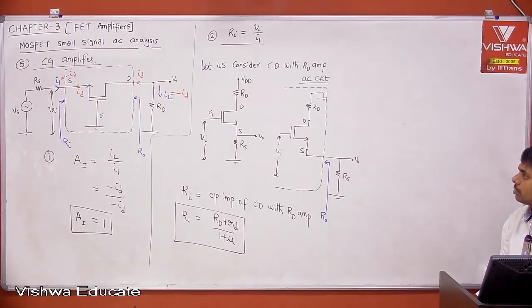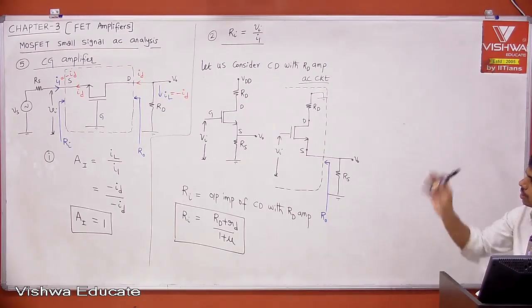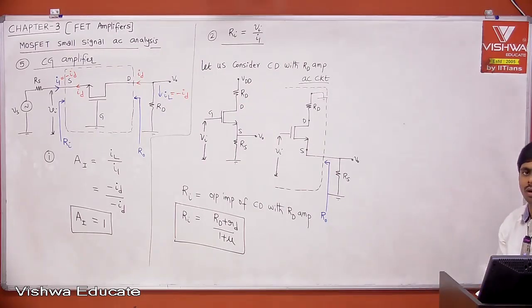I'll give you 3 more minutes. I think within 3 or 4 minutes, the session will be over. In this session, I can say current gain and input impedance are calculated. Next session, we will see R0, output impedance, and voltage gain, both. Then I can say CZ amplifier is done. Then MOSFET small signal AC analysis is completely over. Okay? Write down.